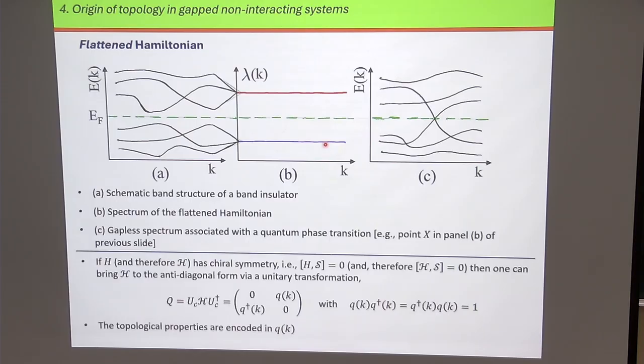So if your spectrum doesn't have a gap, you cannot map to that. It will just make a jump. This topological number is not well defined when the gap closes. It is only well defined when you have a gap. So when the gap closes, you will see just a discontinuity.